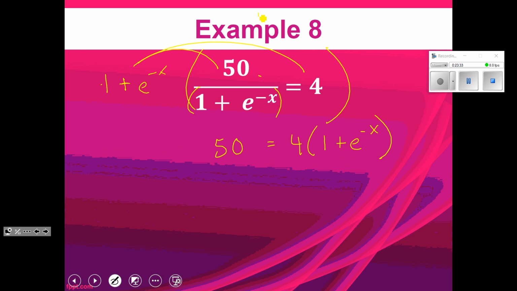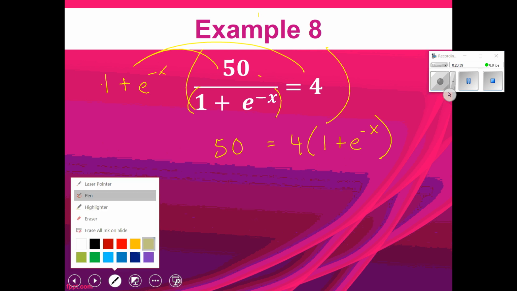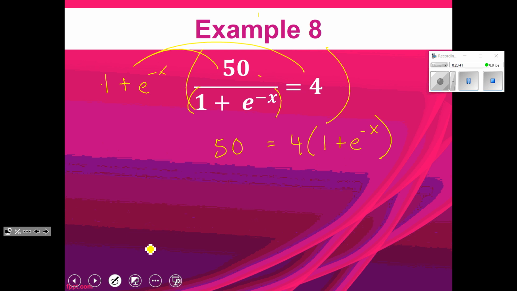So let me let you think about it for just a second. It doesn't matter to me which one you want to do. Do you want to divide by 4 first and get rid of that? Yes? Okay. So 4 is being multiplied, so I'm going to get rid of it first. Did anybody distribute the 4 in and then move things? That would be okay. I just want you to understand that. You should get the same thing either way. This gives you 12.5 equals 1 plus e to the negative x.